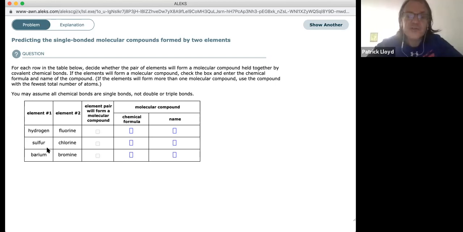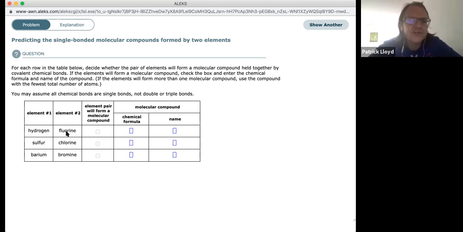Okay, so let's take a look at this one. Predicting the single bonded molecular compounds of 2 elements. What they do is they give you 2 elements and they want you to figure out what the chemical formula is going to be. So here's what you can do. You can assume everything's a single bond and not a double or triple bond. We'll get into double and triple bonds later on.